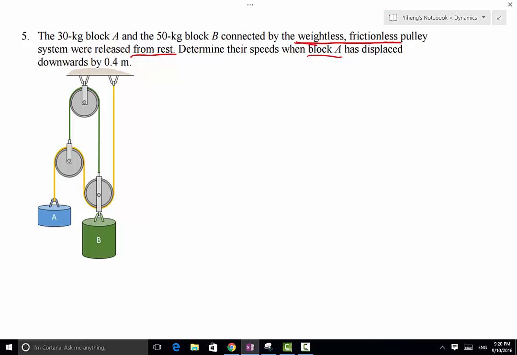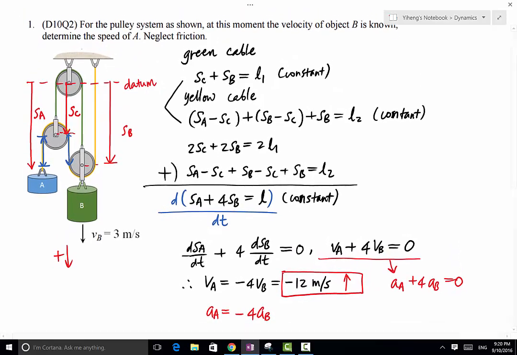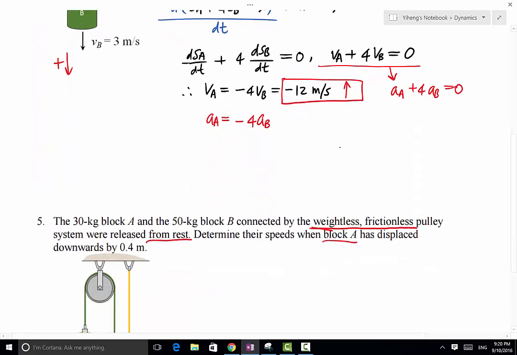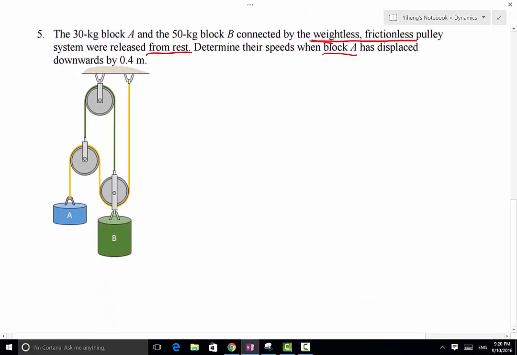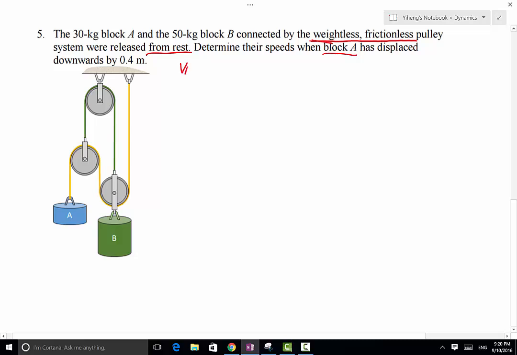are respectively. As you can see, this setup is similar to one of the previous problems. Therefore, we're going to use the conclusions from that problem directly, which is that at any given point, VA equals negative 4 times VB, and also AA equals negative 4 times AB. The negative sign indicates that they are of opposite direction.